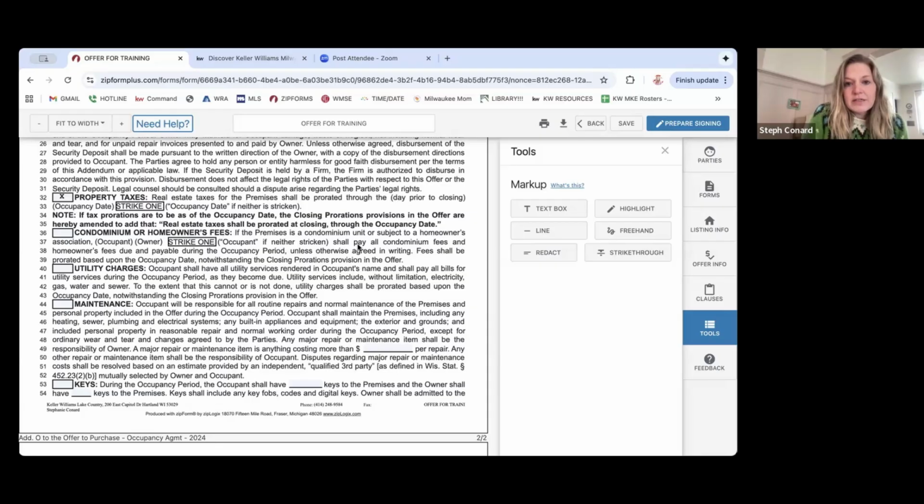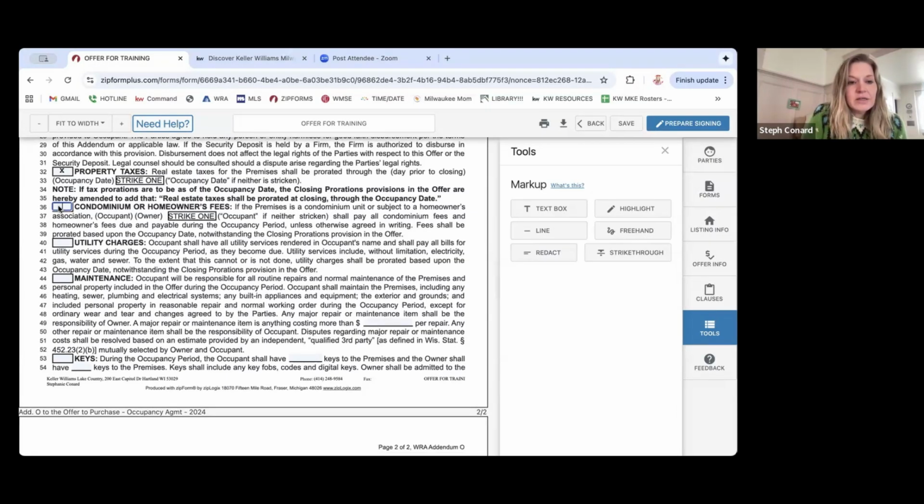Otherwise, you could strike it so that it's just going to be prorated as normal through the day prior to closing. Condo and homeowners fees. If the premises is a condo or subject to a homeowners association, either the occupant or the owner shall pay all condo fees, and it defaults to occupant here as well. So again, a negotiating point. Typically, I would say we're just leaving these to the default options of the owner paying for the condo fees.